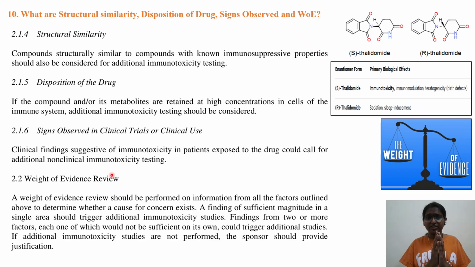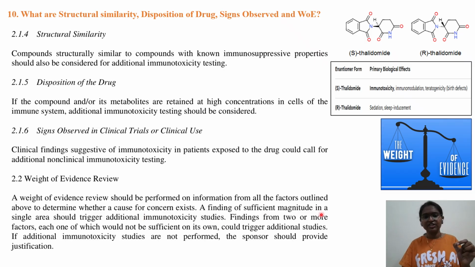Once you get the information, these are the things that you can see in the existing repeat dose toxicology study. Then you have to perform a weight of evidence approach. So what is this weight of evidence approach? We'll see under section 2.2. Weight of evidence review should be performed on information from all the factors outlined above to determine whether there is a cause for concern. As I told you, if out of these 6 there is any red flag, then you have to decide.